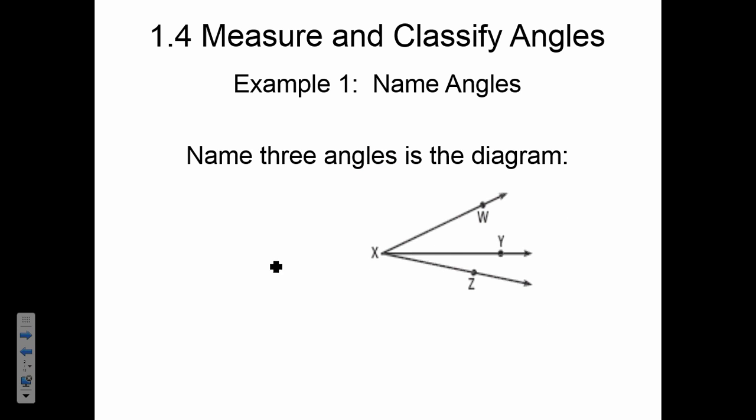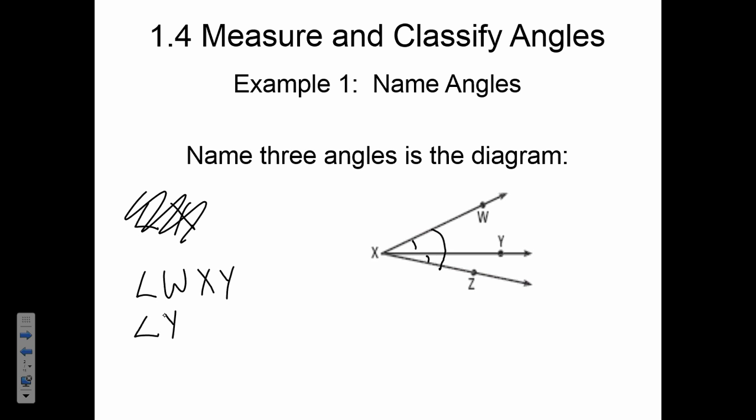So name three angles in this diagram. For this one, I would not state angle X, and that's because angle X could be the small one here, this small one down here, or it could be the whole thing. So we're not going to use angle X in this instance. Instead, we would use three letters. So I could use angle WXY as long as the vertex is in the middle, or I could reverse that around and say angle YXW, or maybe we want the whole thing: WXZ, ZXW, YXZ. There's quite a few different angles we could label there.